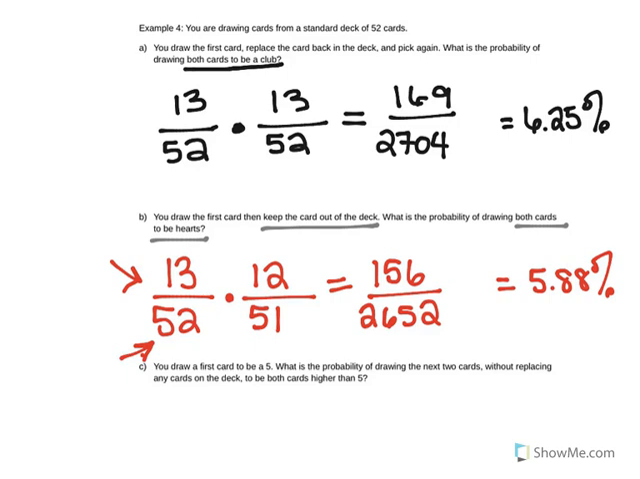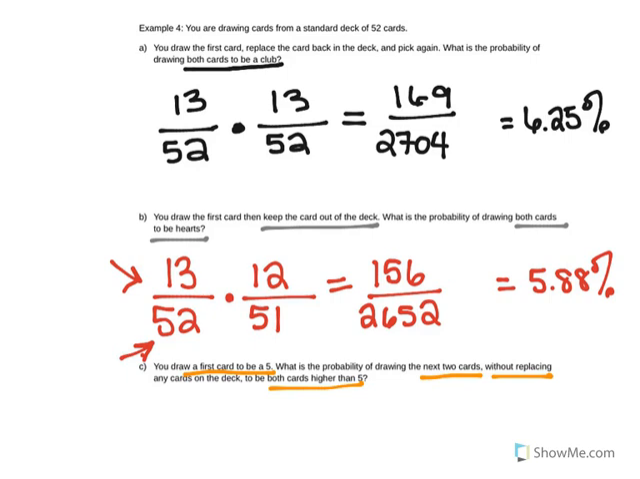The last one tells us that we draw the first card and it's a 5. So we don't have to worry about that. It's a 5. What is the probability of drawing the next 2 cards without replacing any cards in the deck to be both cards higher than 5?